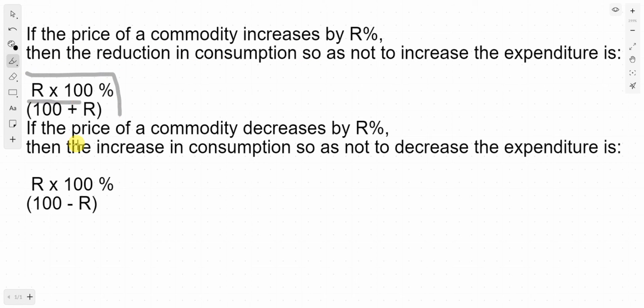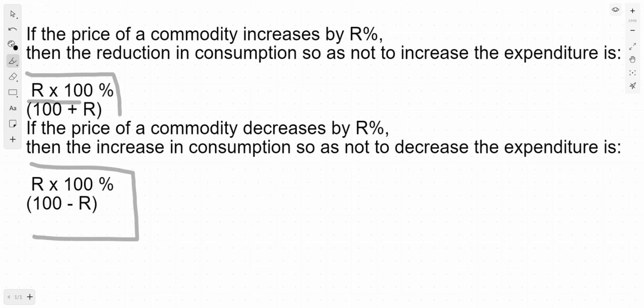And if the price of a commodity decreases by R%, then the formula will be R upon 100 minus R into 100%. You can remember it as: increase means plus and decrease means minus. You should learn these formulas because a lot of questions asked in aptitude exams are based on them.